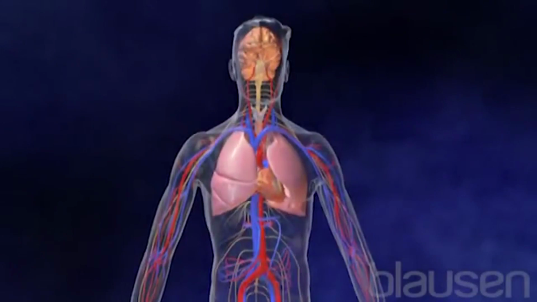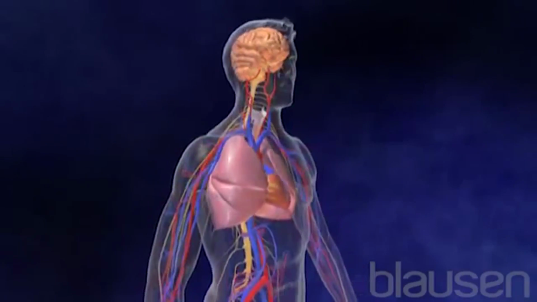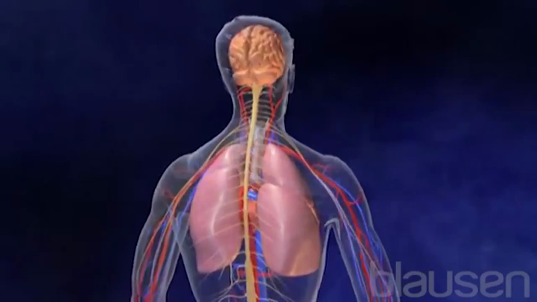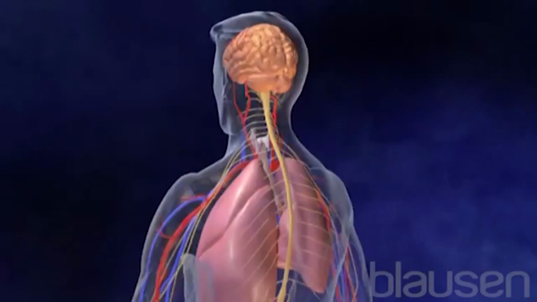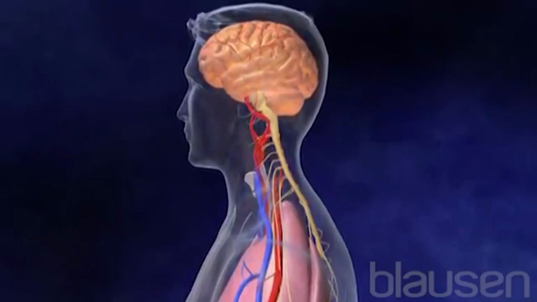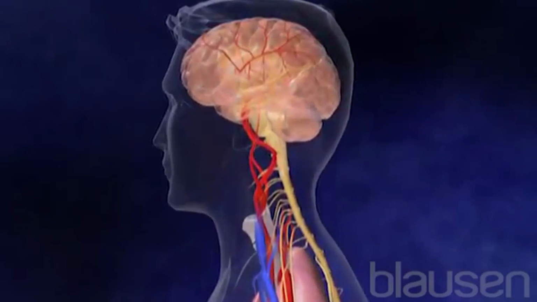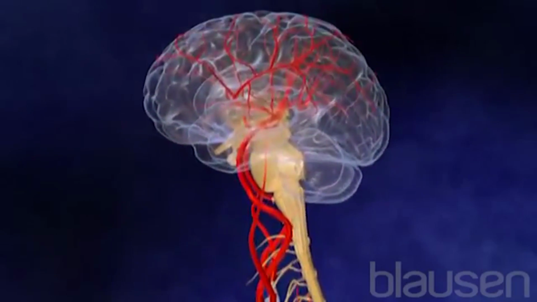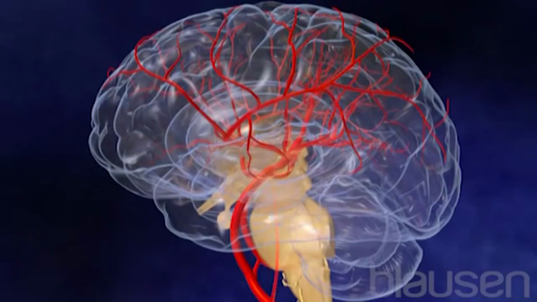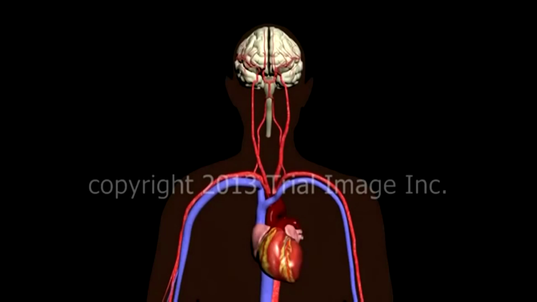Now, as with all organs in the body, the brain needs oxygen and nutrients in order to function properly. These life-sustaining products are delivered to the brain via the blood that travels through the circulatory system. A stroke occurs when there is a lack of blood to a portion of the brain, resulting in tissue death and loss of brain function. I'll come back to the causes of strokes in a moment, but let's look at the blood supply first.